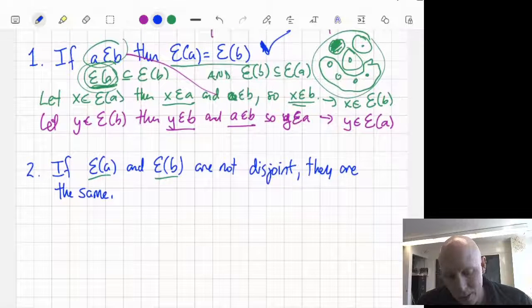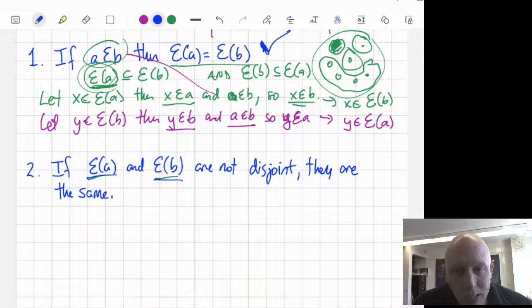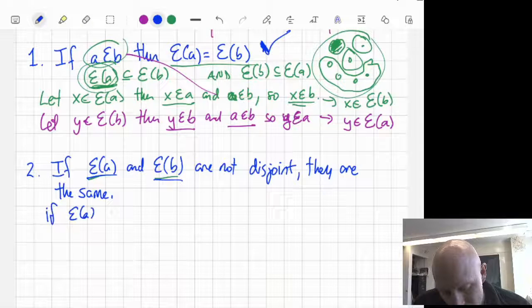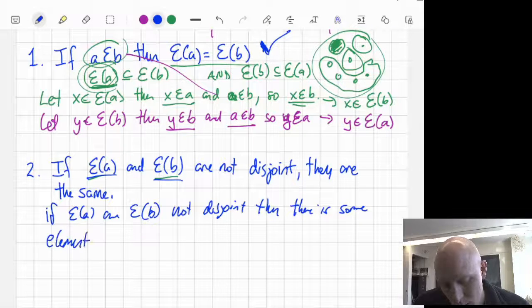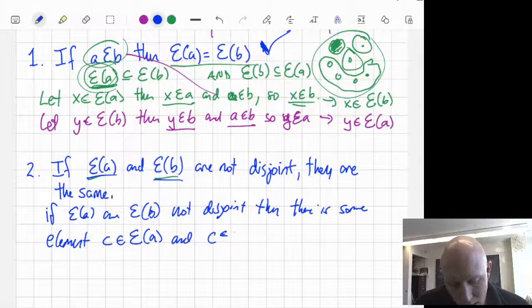If two equivalence classes are not disjoint, they are the same. So if the equivalence class of A and the equivalence class of B are not disjoint, then there's something in both of them. Then there is some element C in both of them. C is in the equivalence class of A, and C is in the equivalence class of B.